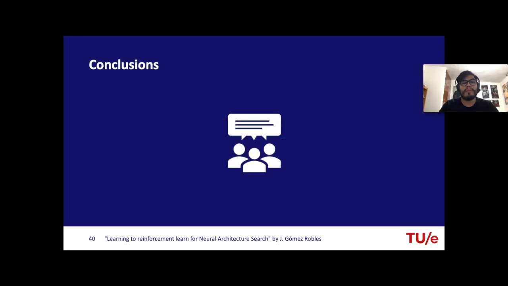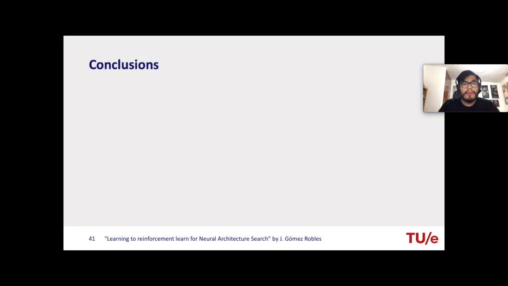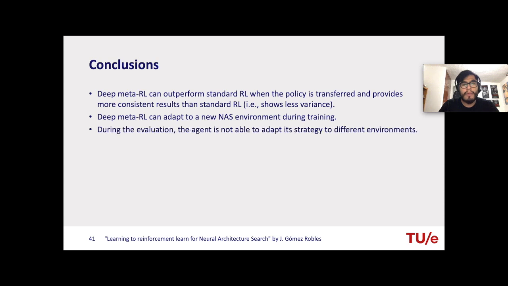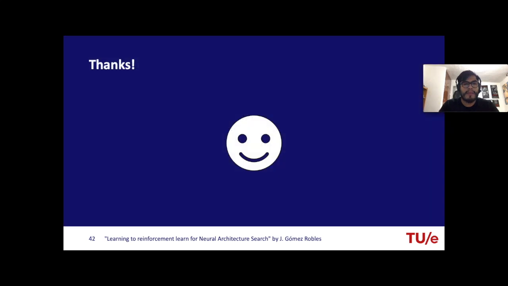It is time now for the conclusions. In this video, we saw that Deep Meta RL could outperform standard RL when the policy was transferred. We also saw that the Meta RL agent could adapt to new environments during training without losing its effectiveness. However, we observed that during the evaluation, the agent could not adapt its strategy. Finally, we saw that the networks generated by our approach could outperform manually engineered architectures. This concludes the video. Thanks for watching.